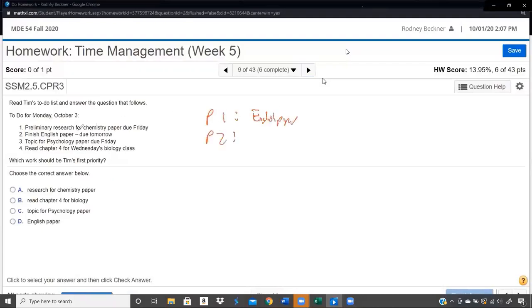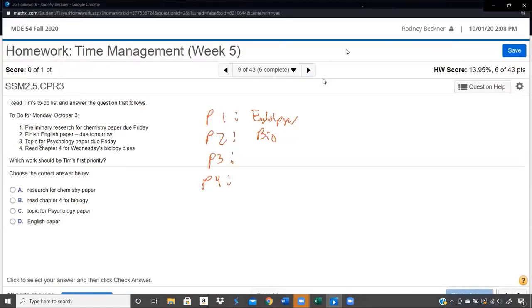Priority number 2, I would say, we've got to read chapter 4 for Wednesday's biology class. So I'm just going to write bio. And then priority 3 and priority 4, again, these two would be interchangeable. Preliminary research paper for chemistry due, and then a topic for psychology paper due.